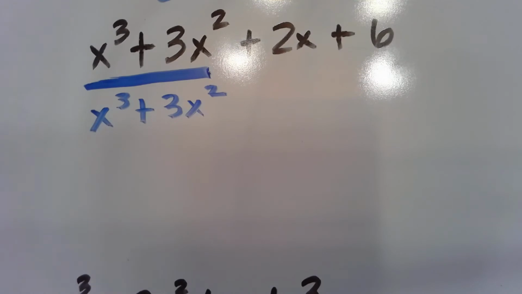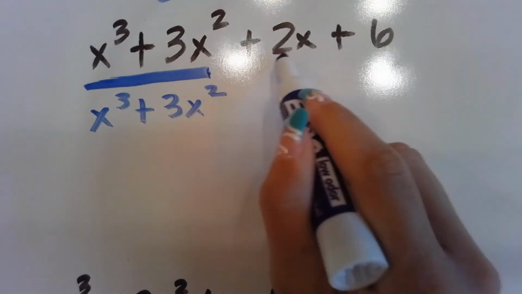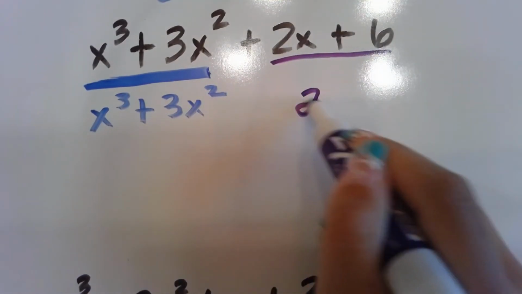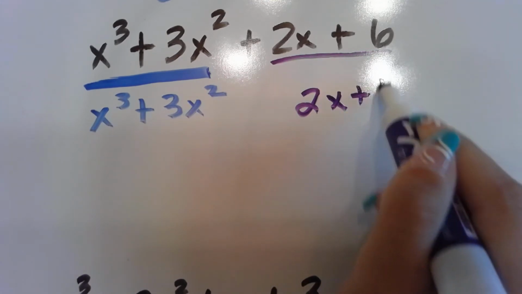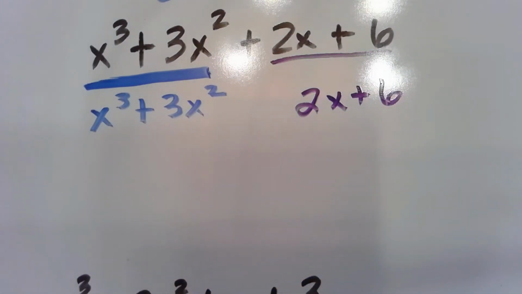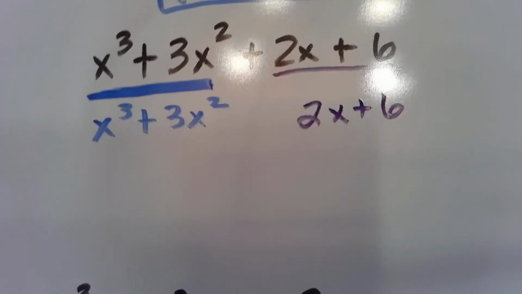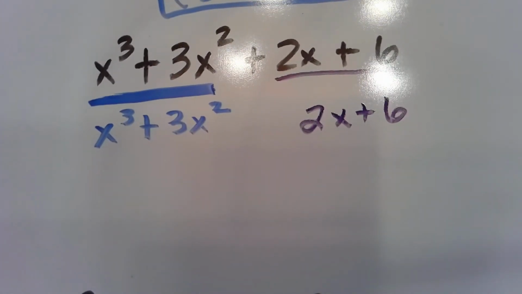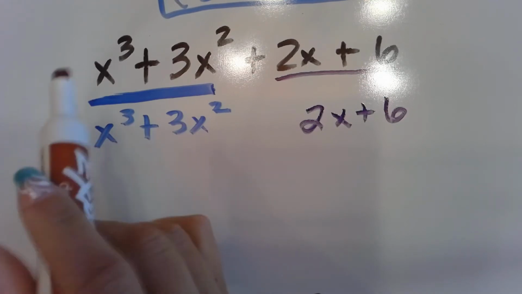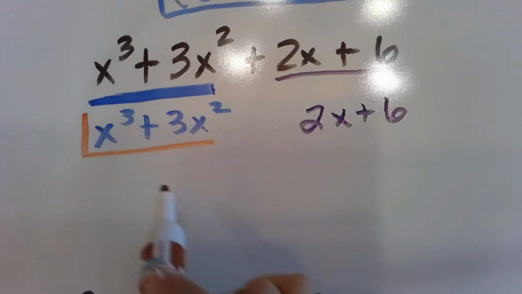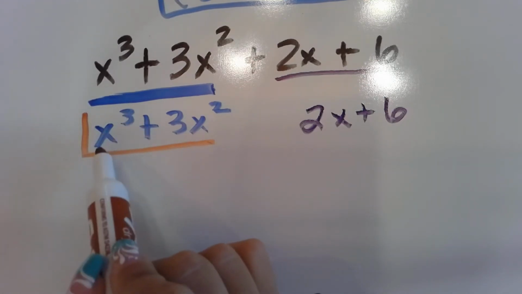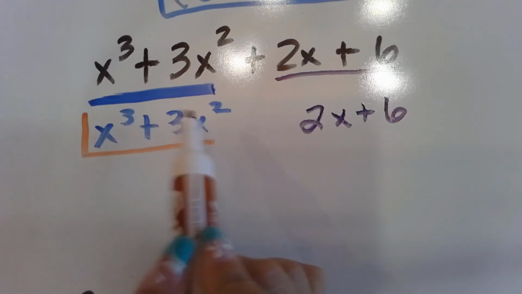And let's go ahead and do our second grouping. 2x plus 6. Okay. Now, let's go ahead and factor these two pieces out. Drawing our ladder. What do these two have in common?